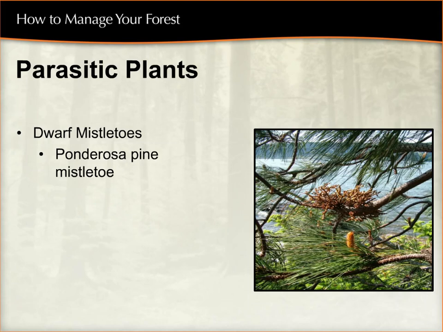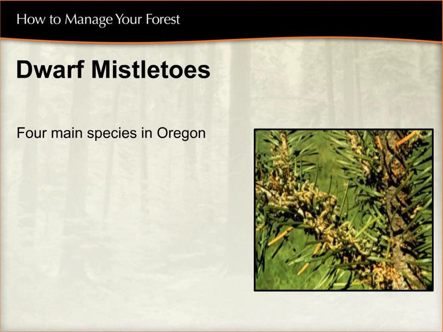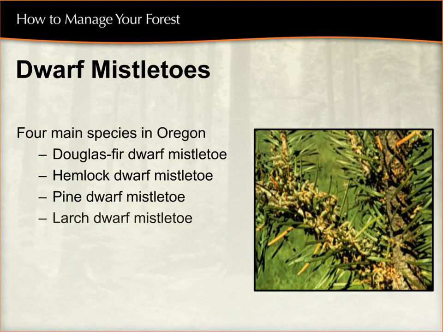There are dwarf mistletoes like the ponderosa pine mistletoe, and there are the much larger leafy mistletoes that occur on Oregon white oak, for example. There are 4 main species of dwarf mistletoes in Oregon: Douglas fir dwarf mistletoe, hemlock dwarf mistletoe, pine dwarf mistletoe, and the larch dwarf mistletoe. As you can see in this photo of an infected Douglas fir branch, the mistletoe plants are smaller than the tree needles, hence the dwarf identification.